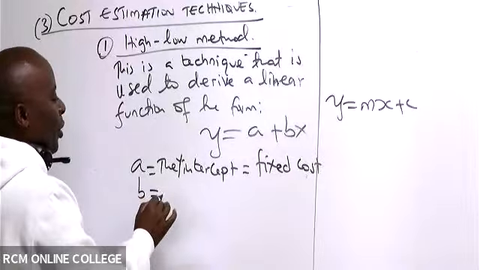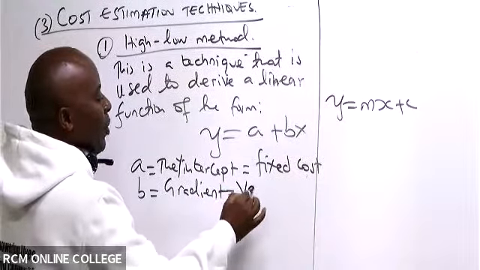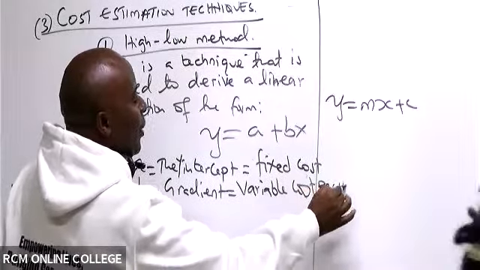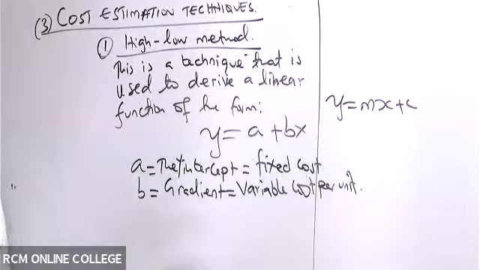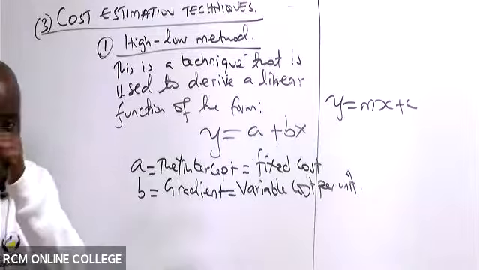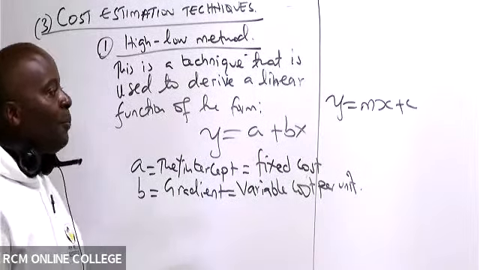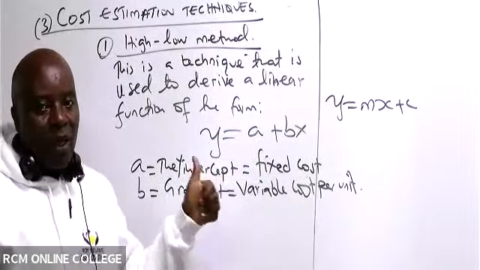And then b will be the gradient, which will be the variable cost per unit. So you're saying that the high-low method is a technique that is used to derive a linear function of the form y equals a plus bx. Of course, you've been made to understand what a is and what b is. And of course, y and x are our variables.